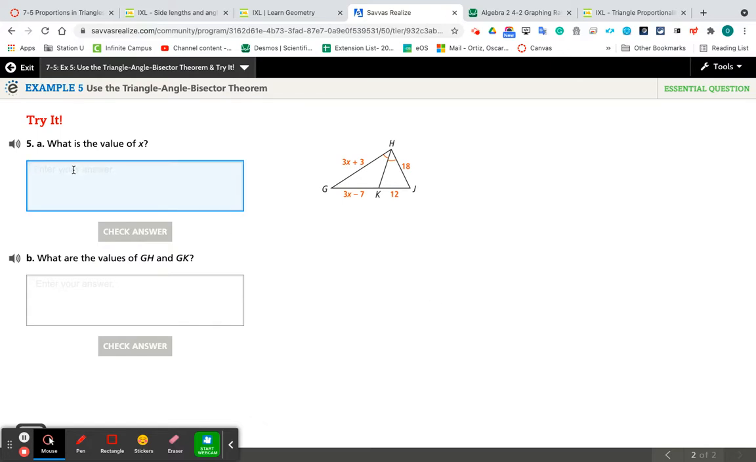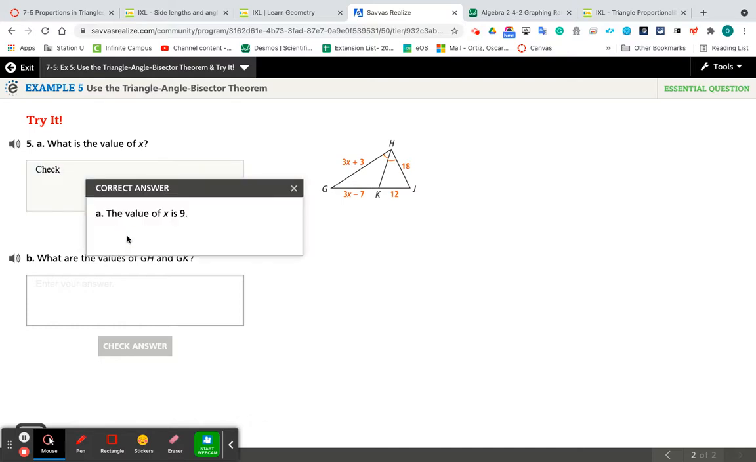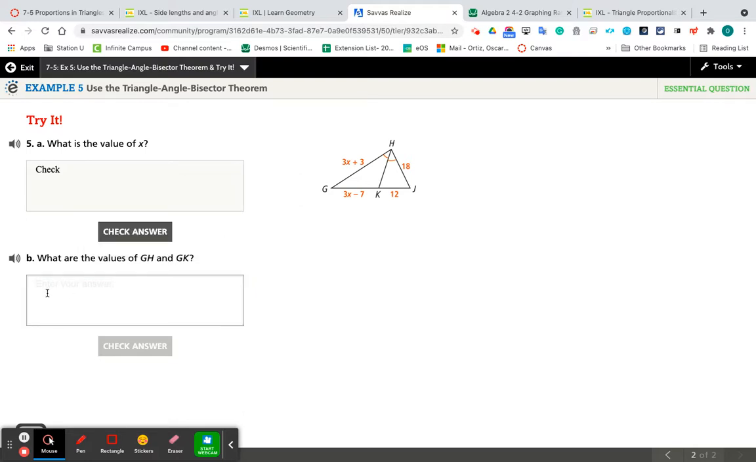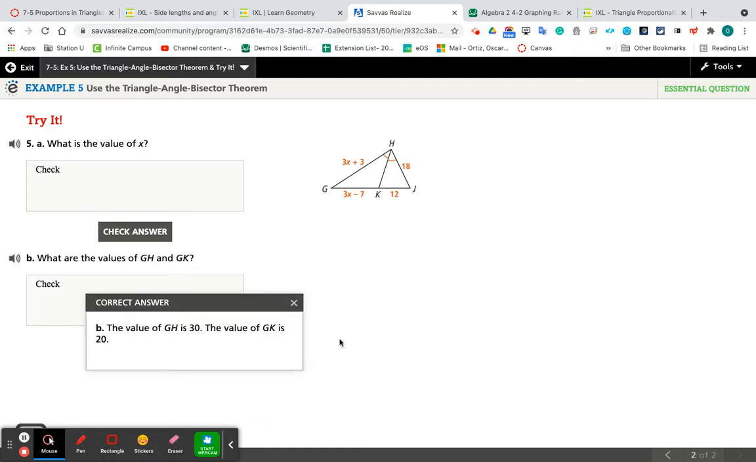See if you can answer the following two questions. As always, pause the video, and after you get an answer, please see how that compares to the correct answer. In this case, the value of x equals 9, and for the next one, please be prepared with questions if you didn't get to the answer.